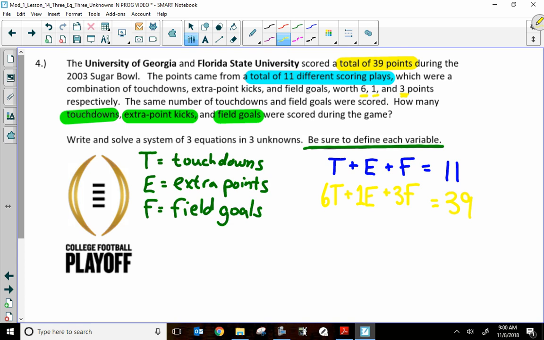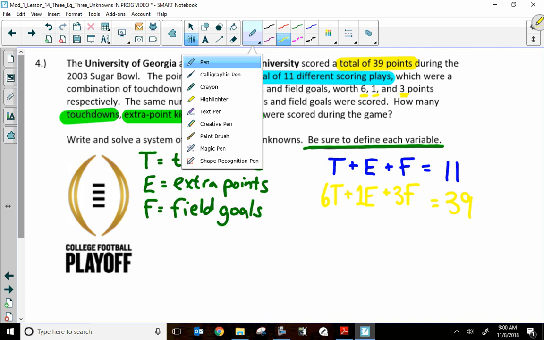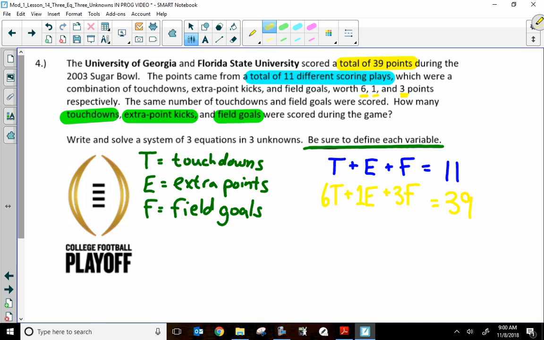So if I add up all the values of those scores, it should be 39. All right. Now, we used blue, we used yellow. I hate to go purple, but let's go purple. I like purple, but I don't know how well you can see it. The same number of touchdowns and field goals were scored. What does that mean? That means if I scored 4 touchdowns, well, I scored 4 field goals.